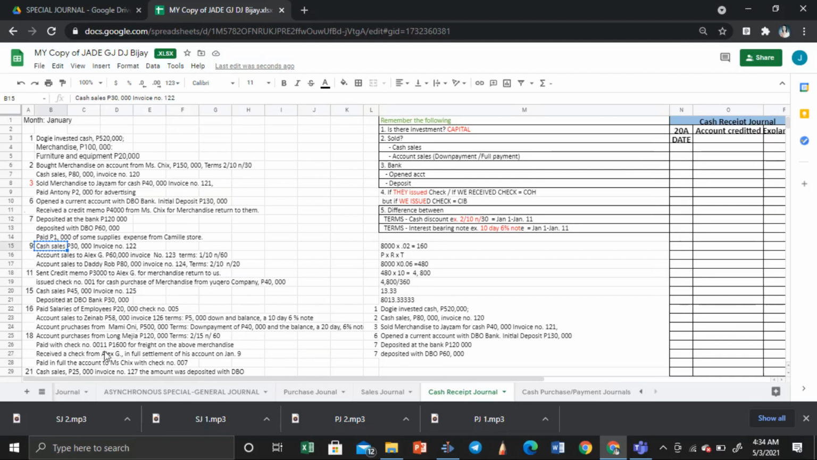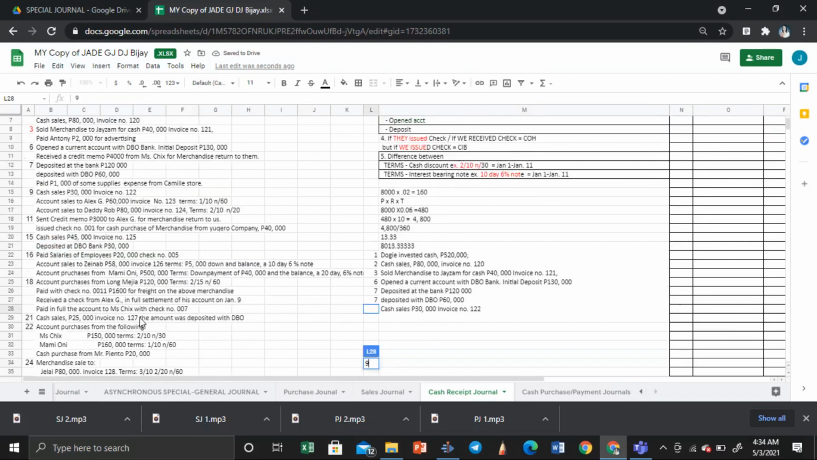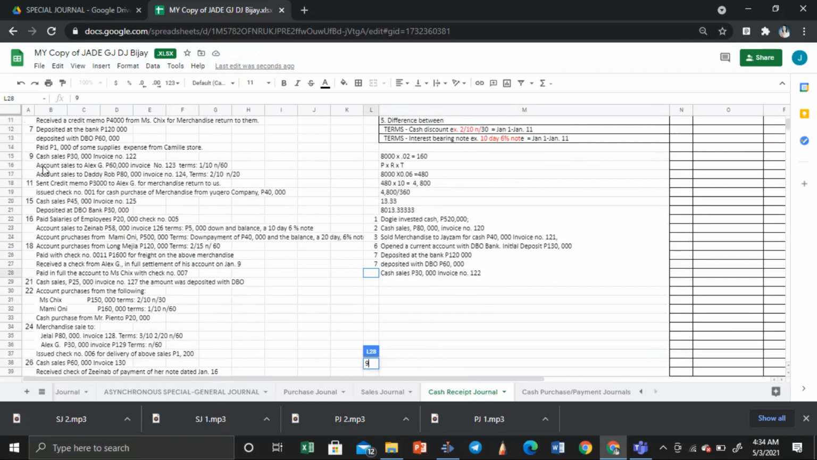Cash sales, 30,000. Okay, invoice number is 122. Sama po natin. Invoice number is 122. Okay, the date is, ayan, January 9. How about account sales to Alex G? 60,000, invoice number 123. Terms 1 over 10 and n over 60. It was an on-account sales. Ang term is 1 over 10 and n over 60. There is no down payment and full payment here, so not recorded.